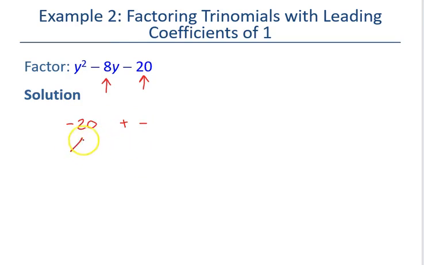So let's start creating our factors here. Okay, well, I've got 1 and 20. I've got 2 and 10. If I keep going, I'll get 4 and 5.